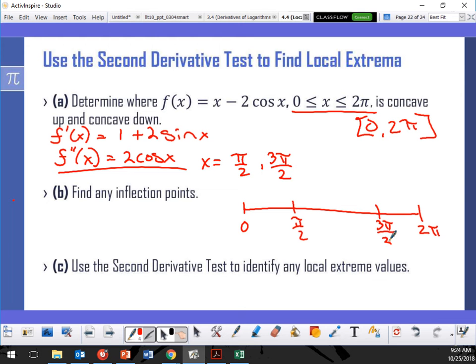All right, so we're going to test those. Those are points where it's going to be equal to 0. So now I'm going to test points in between. So let's take a look.